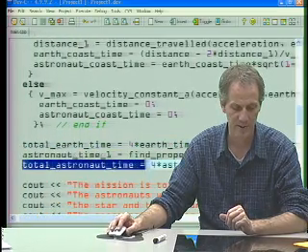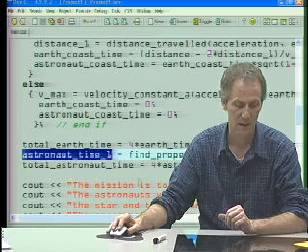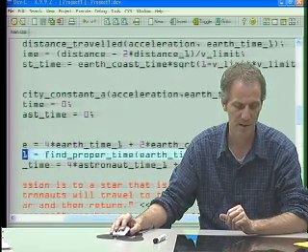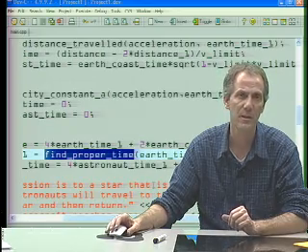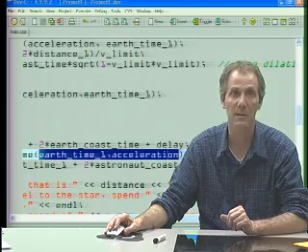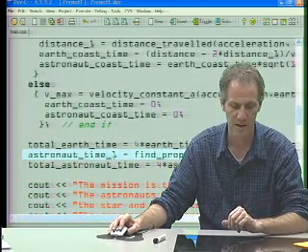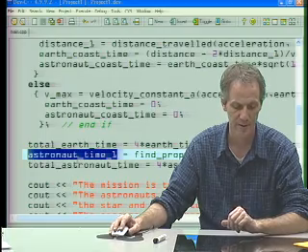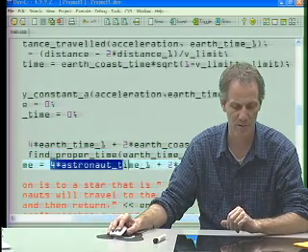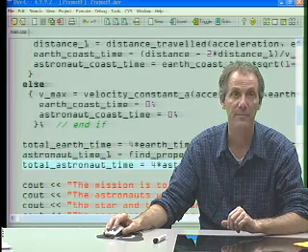Then I calculate the astronaut time. For that, I need astronaut time 1. I use my find proper time function, and what I do is I send Earth time 1 and the acceleration, and it returns how much time passed as far as the astronauts are concerned. And that's astronaut time 1, and then I do the same calculation: 4 times that number, plus twice the coast time, if there was any, plus the delay.